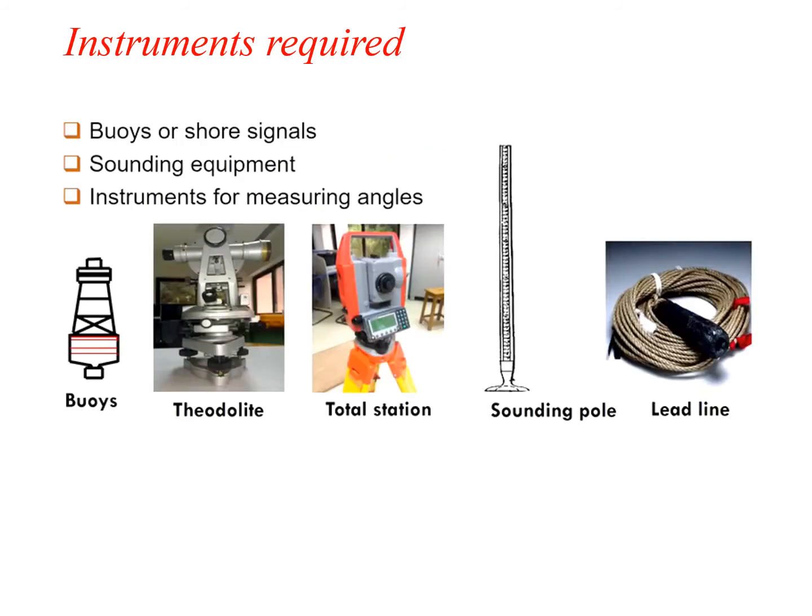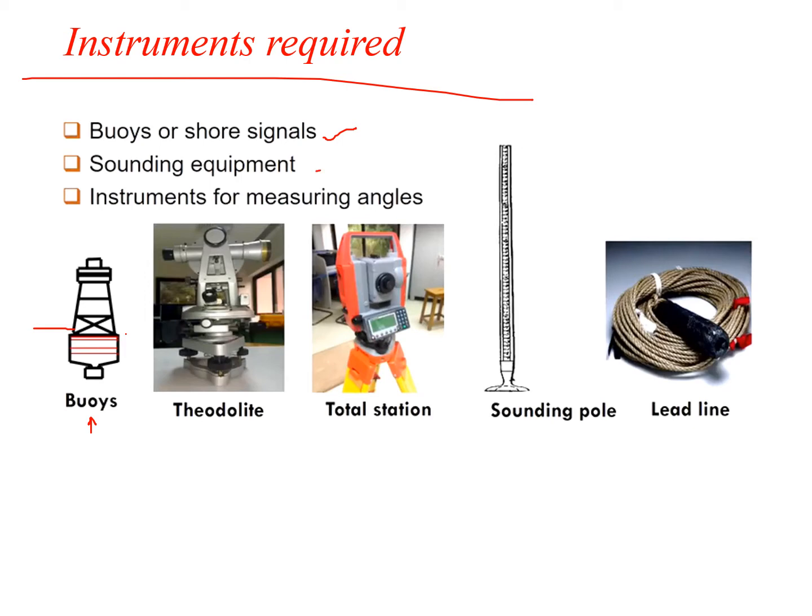We need not go into the instruments required. Which are the instruments required for this? Number one is buoys or shore signals. Buoys are floating devices. Part of them gets submerged into the water, and the remaining part projects above the water surface. These indicate some distances. They will be available in these forms.